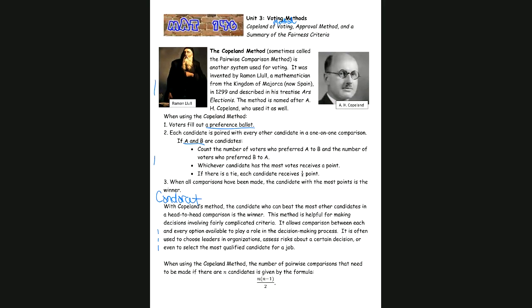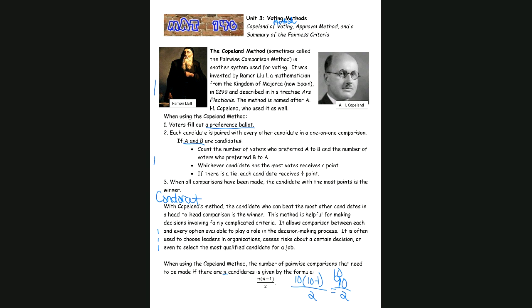And there's a formula. If I have n candidates, then this formula, n times n minus 1 over 2, tells me how many comparisons I'll have to make. So let's say there are 10 candidates. Then I need 10 times 10 minus 1 over 2 comparisons. Well, what's 10 minus 1? 9, right? And what's 10 times 9? Just 90, right? So 10 times 9 is 90, so 90 divided by 2 is 45.